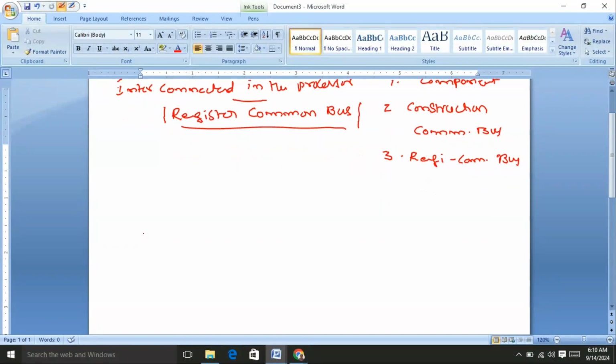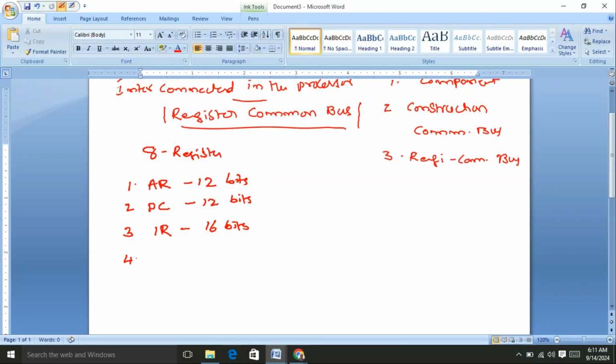Once again, for our knowledge, what are the basic special purpose registers for the computer? There are 8 registers required for designing the computer. The first one is the address register, which consists of 12 bits. The second one is the program counter, also 12 bits. These two registers represent the address of memory locations. The third one is the instruction register to hold the instructions. This is 16 bits. The fourth one is the data register to hold the data fetched from the memory. This is also 16 bits.